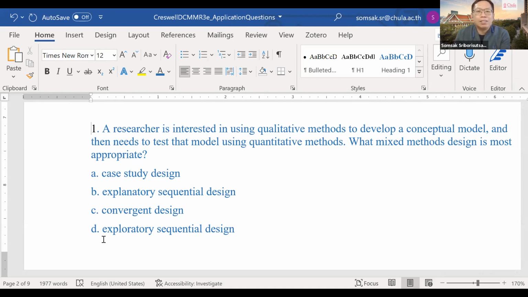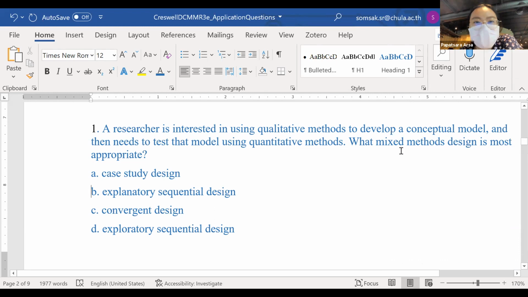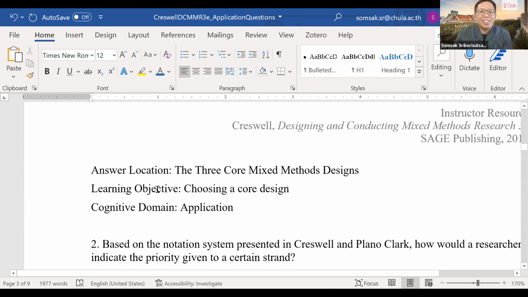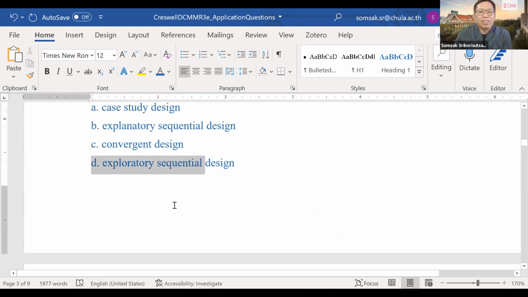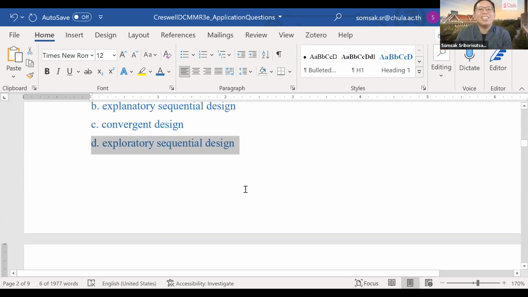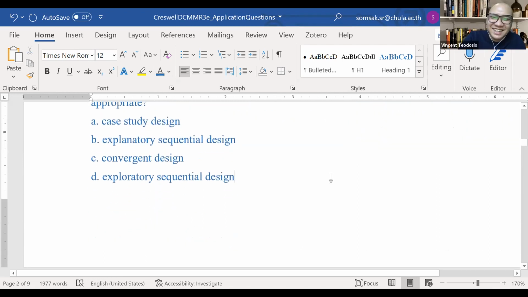So you can cut the dog off, right? Because you already learned. Oh, we can cut B boy, sorry. We already learned. Exploratory sequential design, because it starts with the qualitative one and then quantitative. Okay. You're quite sure, right? Yes. And the answer is the dog. Yeah, correct. Thank you.